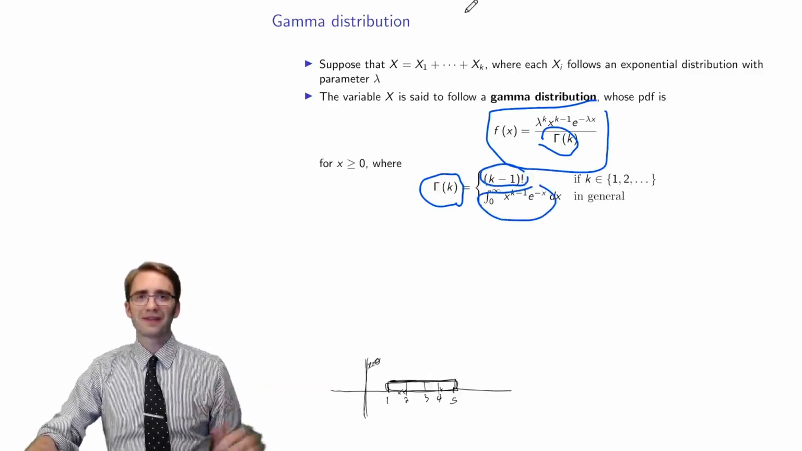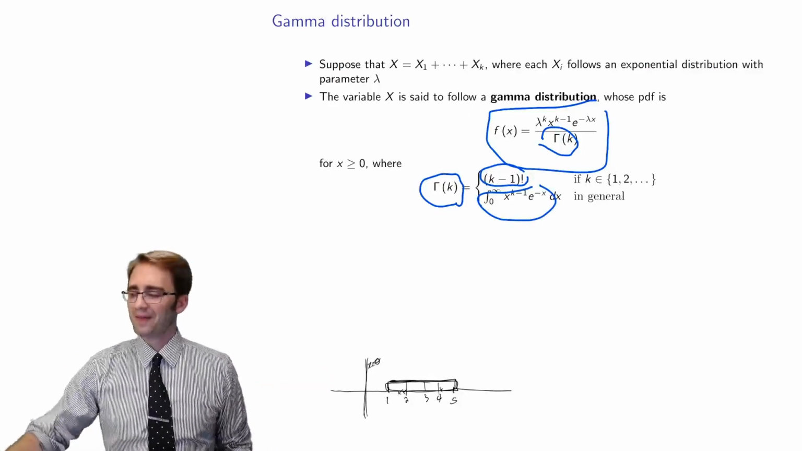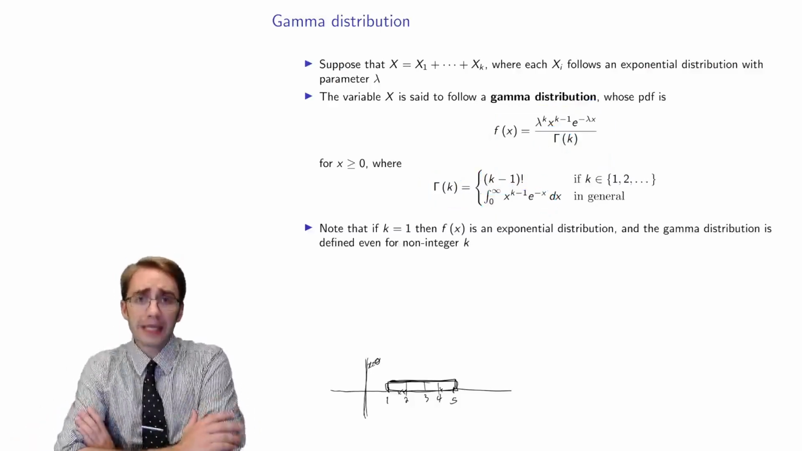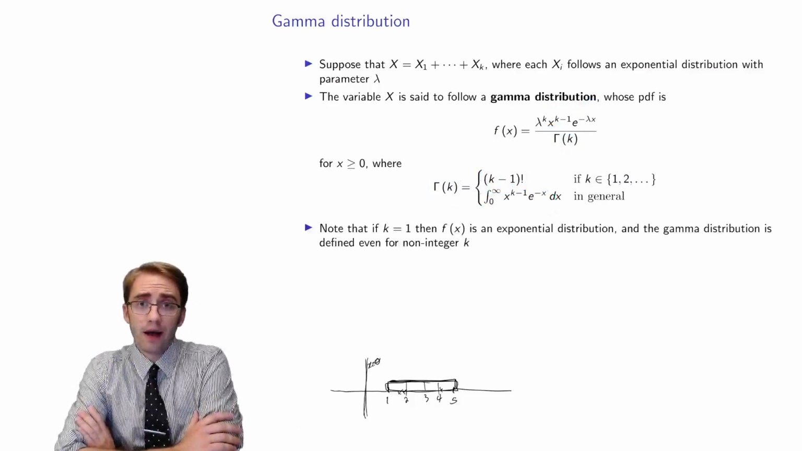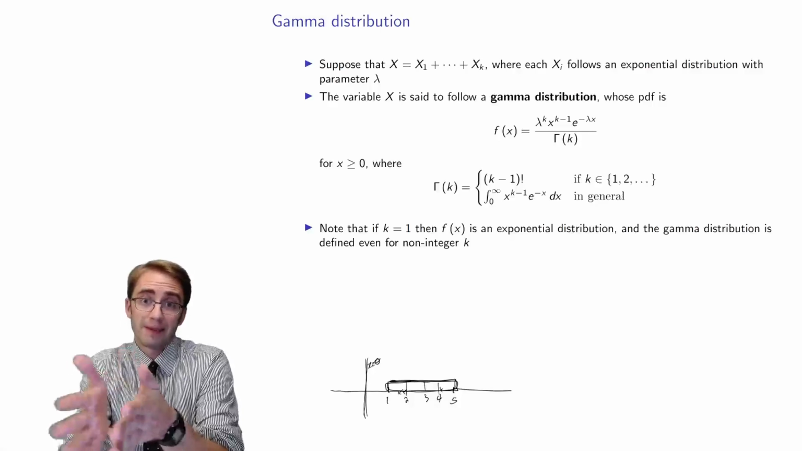Again, don't worry about that function either. Basically, it means factorial. That's all you need to worry about. Factorial of the input minus 1. When k is equal to 1, then f of x is just an exponential distribution. That's point one to make, that the exponential distribution is a special case of the gamma distribution where k is equal to 1 by definition.